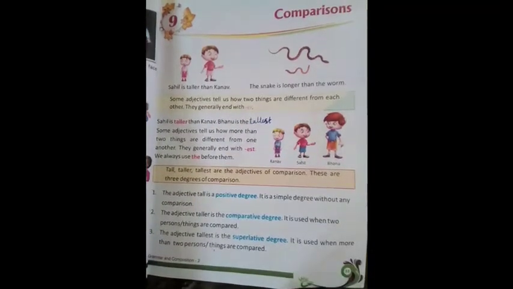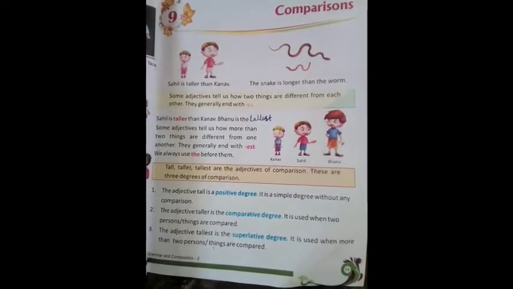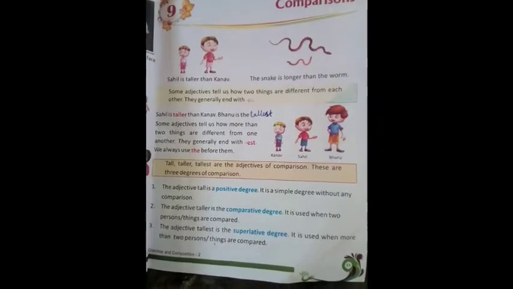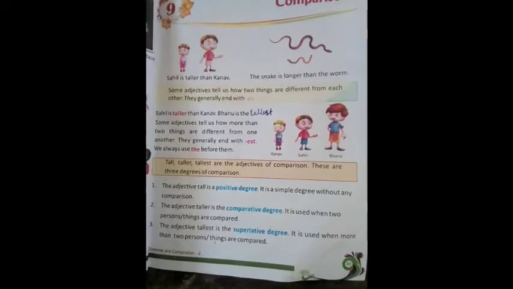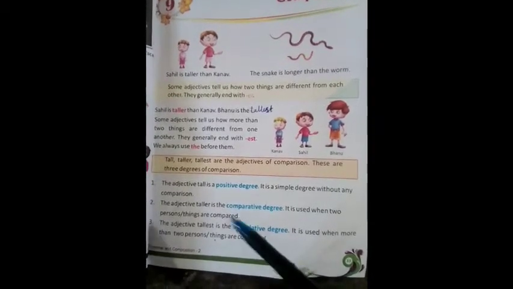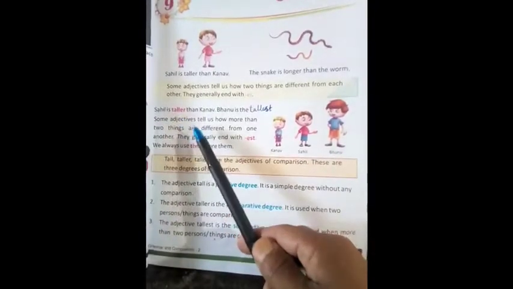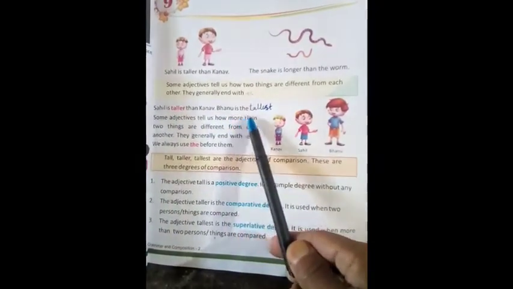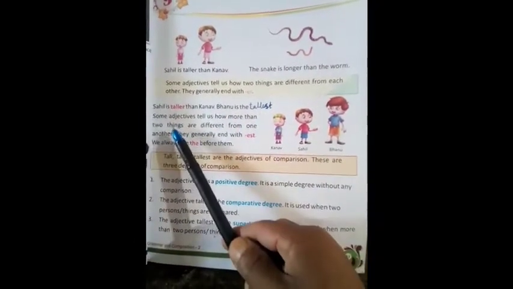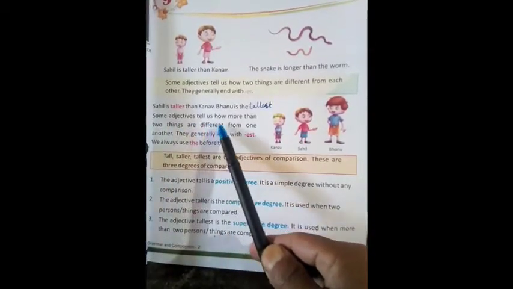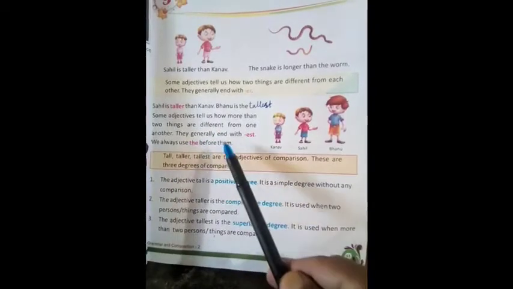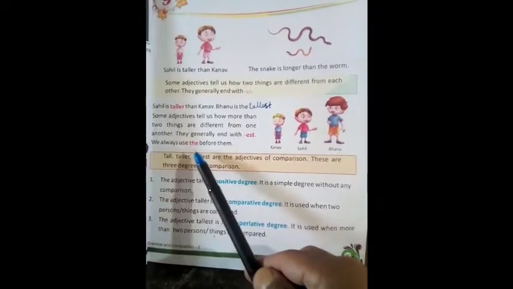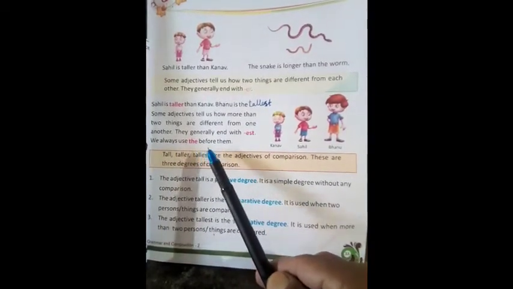Now, some adjectives tell us how two things are different from each other, and they generally end with er or r. Now look here. Sahil is taller than Kanab. Bhanu is the tallest. Some adjectives tell us how more than two things are different from one another. They generally end with est. We always use them before the noun.